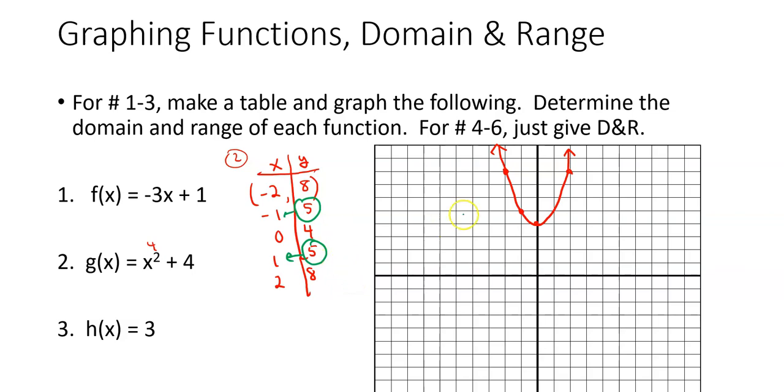The third one, h of x equals 3, is just a horizontal line here. So if I were to give the domain and range for the one in number 2, the domain are all the possible x values. So let's think about the possible x values that I can put in for that red function up there. The domain is all real numbers. Any x value that I put in is going to produce a y value.